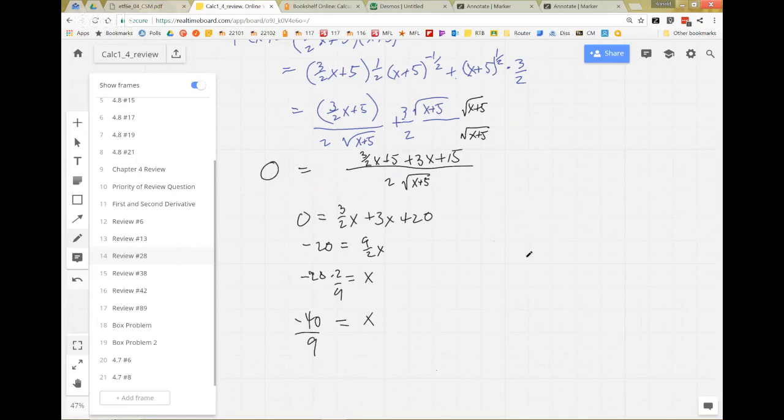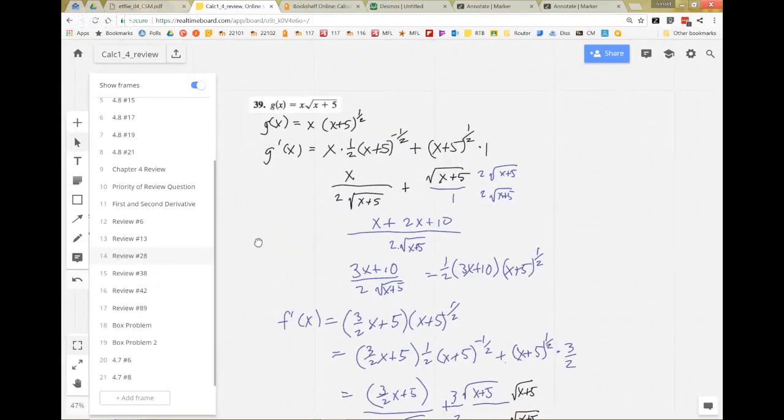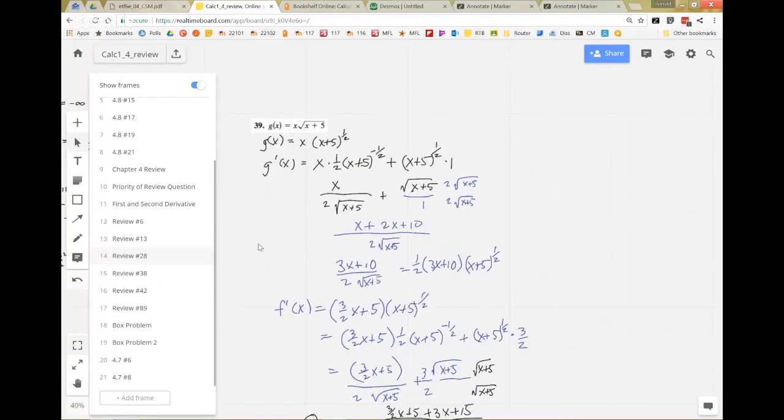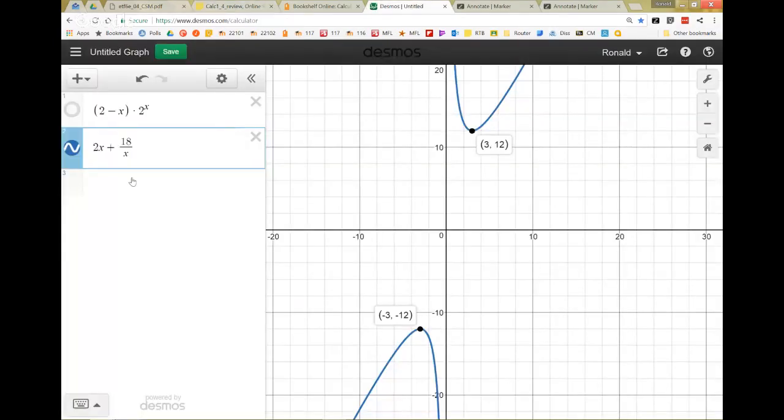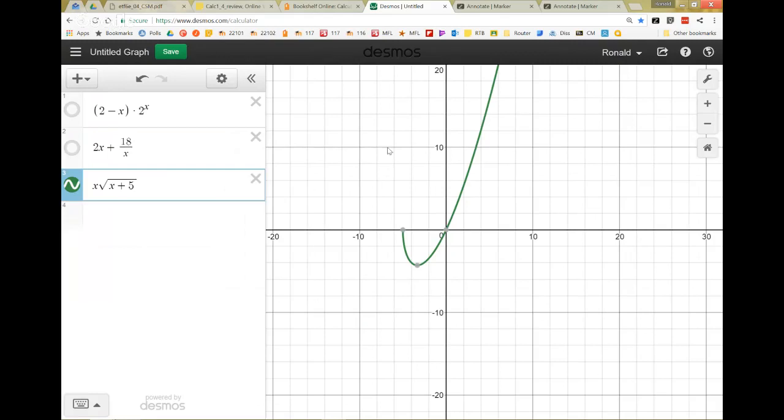And our second, yeah. So I don't know. Let me just take a look at a plot of that. What was our function? Our function was x times the square root of x plus 5. Get rid of the blue. So there's our function.